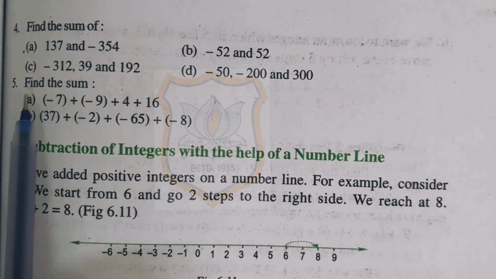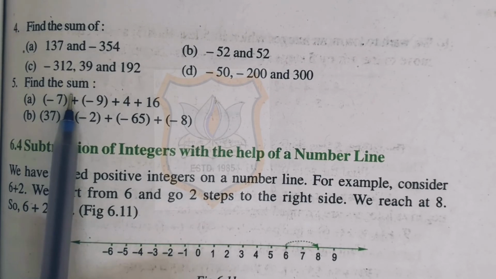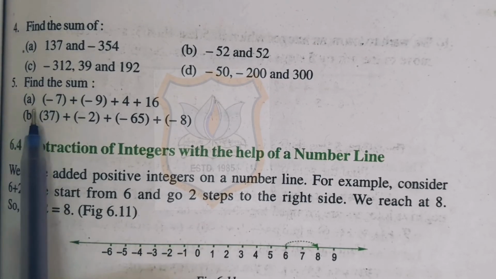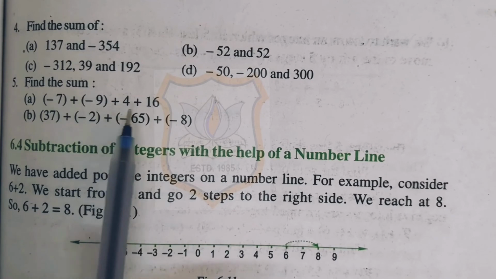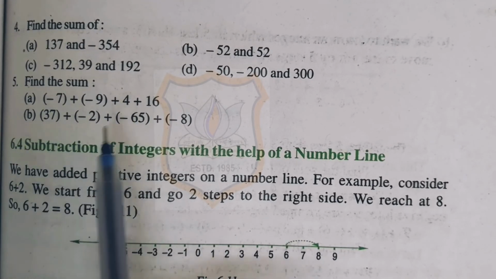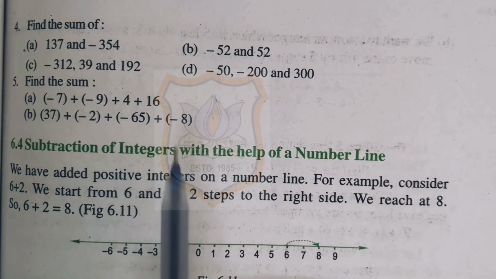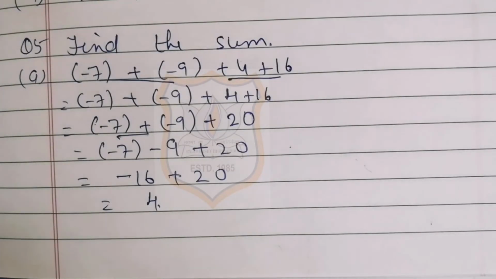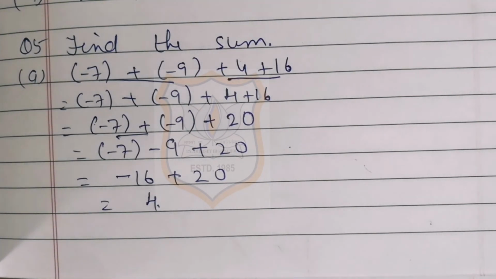Question number 5, find the sum. Here also students we have to add and find out the answer. A, minus 1 plus minus 9 plus 4 plus 16. B part of question number 5, 37 plus minus 2 plus minus 65 plus minus 8. Now solution for question number 5.